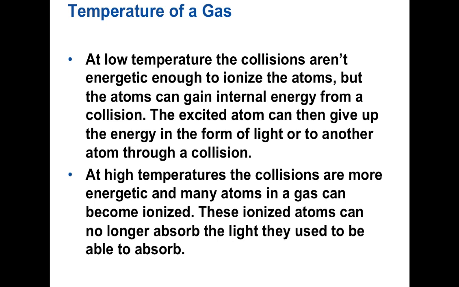But at higher temperatures, the collisions could be more violent, and the atoms can actually be ionized. The electrons can be knocked completely out of the atom. In other words, you can completely unbind the atom, tear it apart if you have enough energy. So again, high temperature means you can ionize gas. Low temperature means you can't ionize the gas, but you can at least excite the atoms. And once they are excited, they then give off the energy in the form of light often.